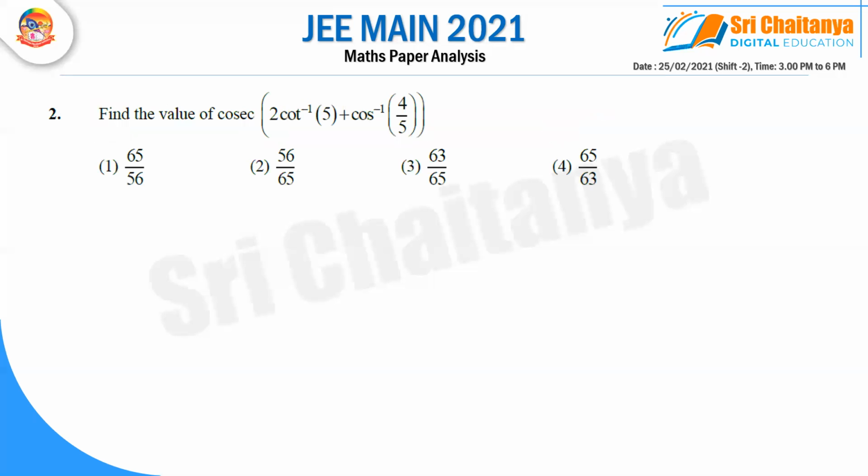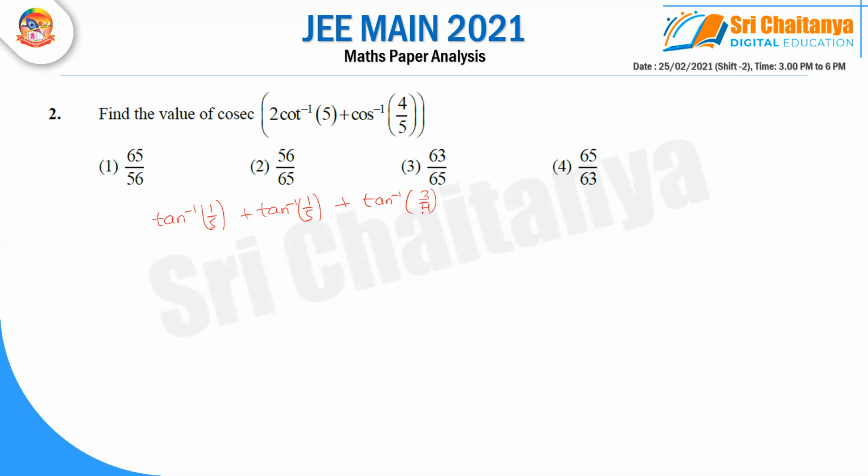Now coming to the next question, they give inverse trigonometry. So find the value of cosecant of, okay. I want to convert everything in terms of the same trigonometric ratio, something like only tan, or only cot, or only cos, only sin. So let's assume I'm converting it into tan. Tan inverse 1 by 5 plus tan inverse 1 by 5 plus tan inverse 3 by 4, I will write.